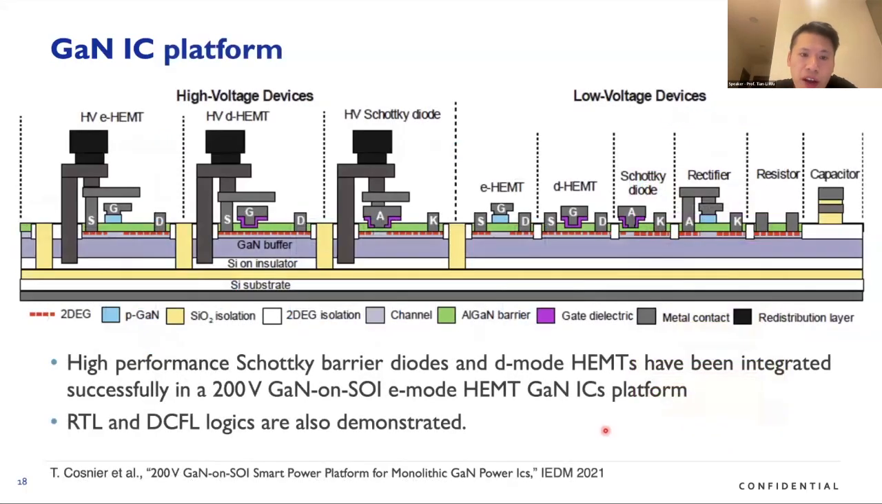So in order to realize this all-GaN IC technology, the GaN IC platform needs not only the high voltage enhancement device, we also need high voltage DMOS, high voltage Schottky diode, and also many low voltage devices that allow us to realize the GaN IC platform.